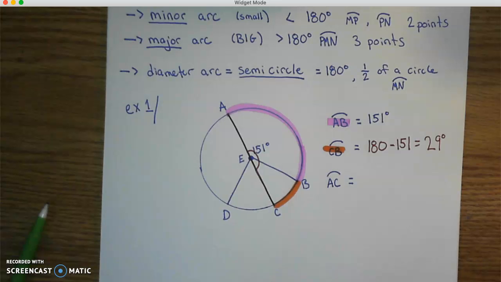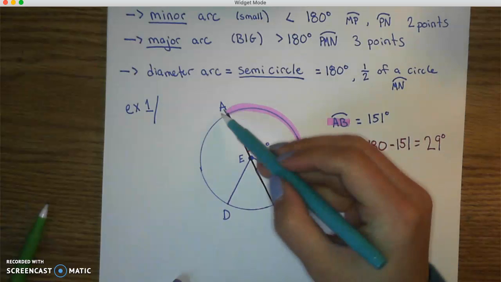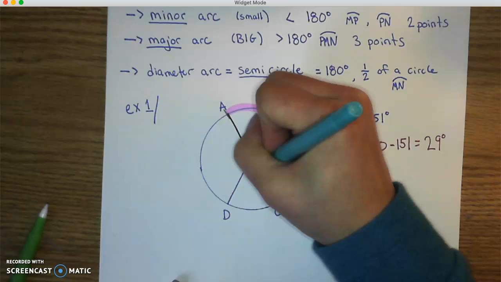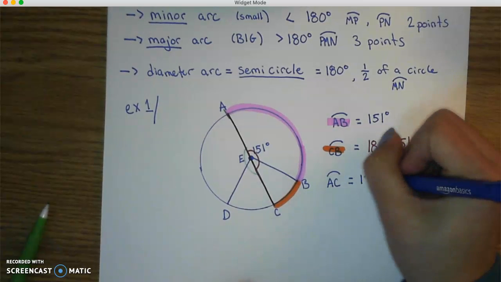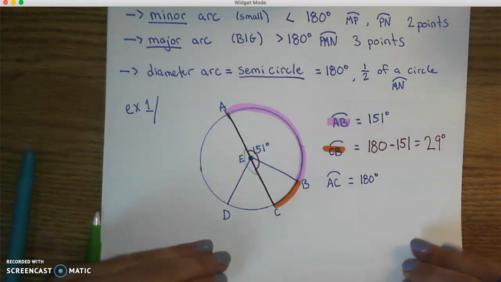Cool. And the last one is AC. AC goes from A all the way to C. What's AC? What's this whole side of a circle? Yeah, half of a circle is 180 degrees. Cool. All right, I'm going to do one more example, and then I think you should have a big enough foundation based on what we learned earlier in the school year and these review examples.